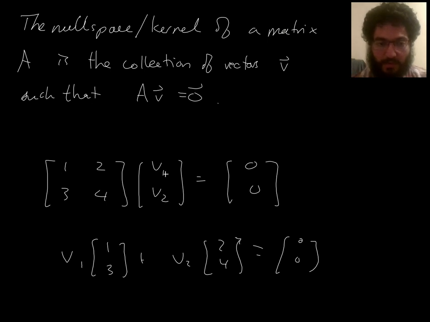So to say that this vector is in the null space of this matrix is to say that this is true. But this can only be true for non-zero V1 and V2 if these vectors are linearly dependent. So you see, having or not having something in the null space of a matrix is very closely related to the question of linear independence or dependence of the columns.